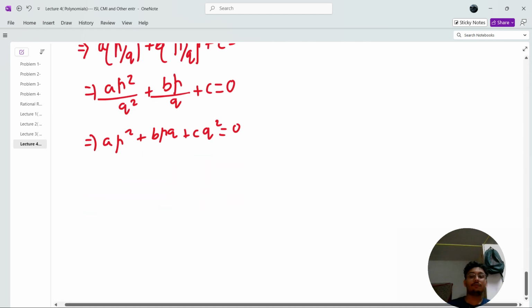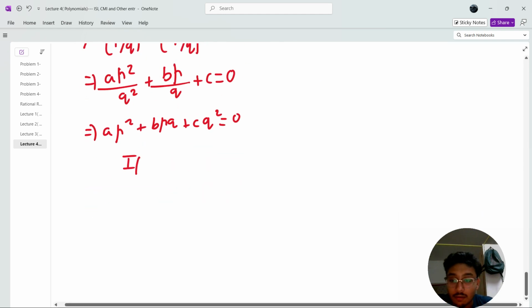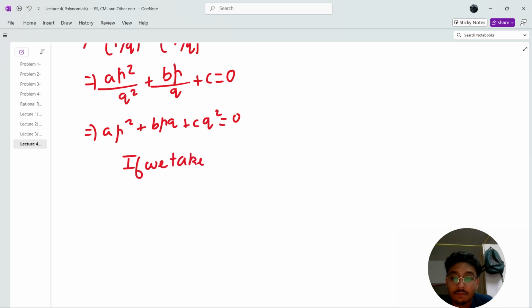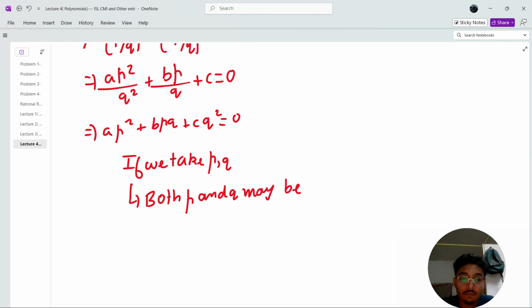Now, time to check out the parity. If we take P comma Q, both P and Q may be odd. Yes, it is possible. Alternatively, P comma Q may be odd and even. That is, one is odd, another is even, or vice versa. The first one is even, the second one is odd.